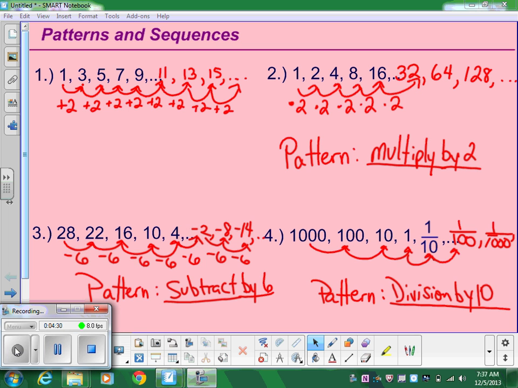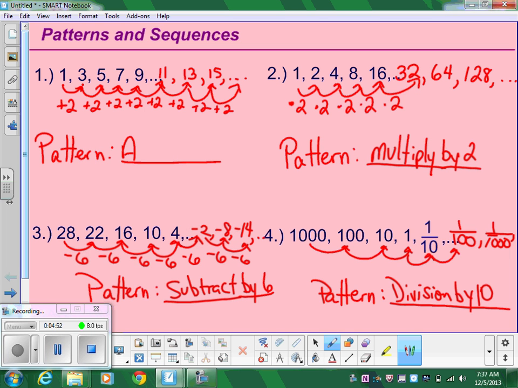Now these 4 examples all have a very fixed pattern, and they all seem to deal with 4 operations. The first example dealt with addition. The second example dealt with multiplication. The third example dealt with subtraction, and the fourth example dealt with division.